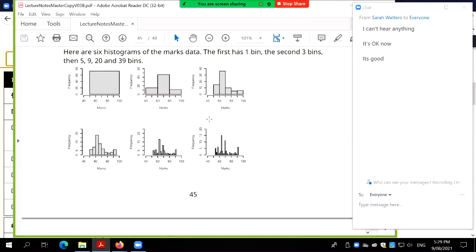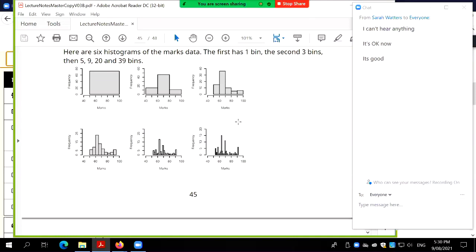So the main issue with histograms is that what they tell you about the shape depends on your choice of the number of what we call bins. So the vertical bars in a histogram are called bins, and in most software that draws histograms, you can choose how many bins there are. Most software will use some sort of formula to have a guess at what would be an optimal number of bins, and it works reasonably well.